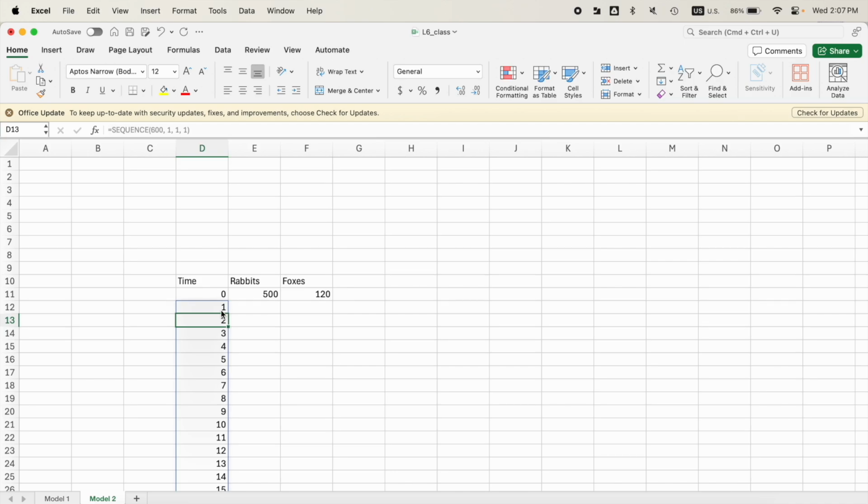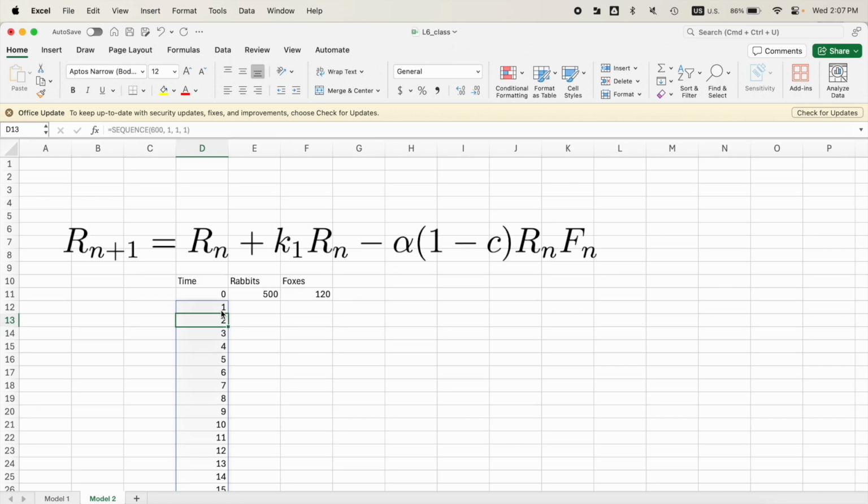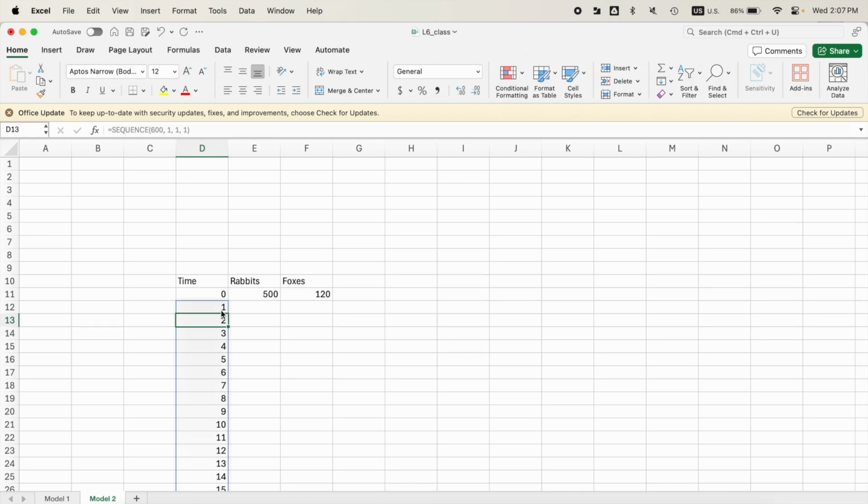Okay, so now for the populations of rabbits, we're going to use the system of difference equations we have in the lecture. So the system should look like this. r sub n plus 1 equals r sub n plus k1 times r sub n minus alpha times 1 minus c times r sub n times f sub n. So that is the rabbit population. And for the fox population, you have f sub n plus 1 equals f sub n minus k2 times f sub n. This is negative. So minus k2 times f sub n, plus beta times 1 minus c times r sub n times f sub n. And you know the value r0 in this case, 500.